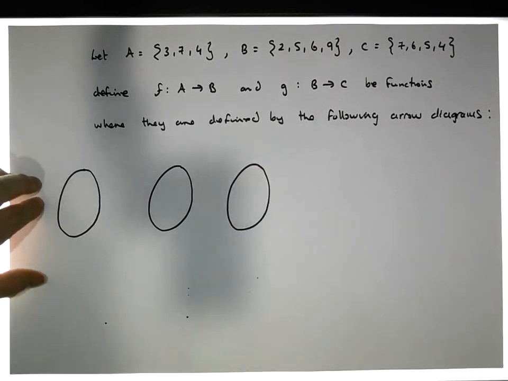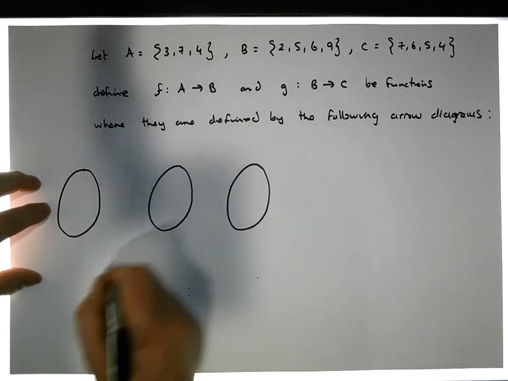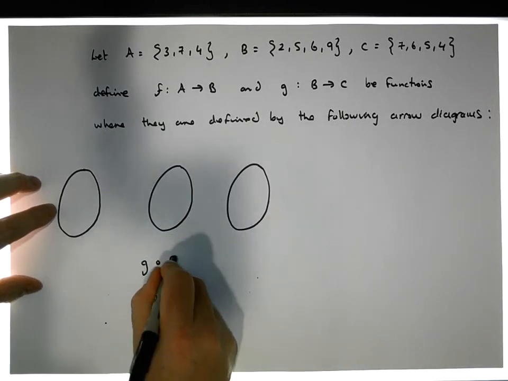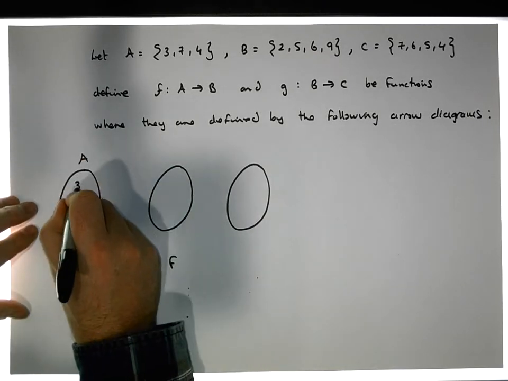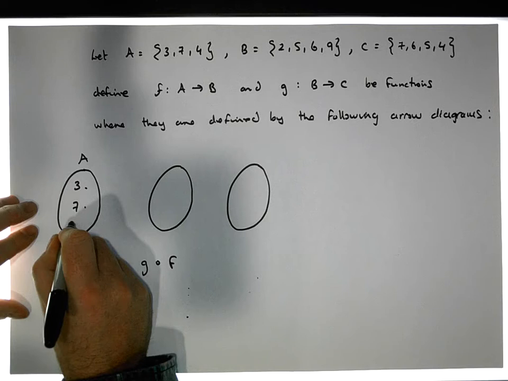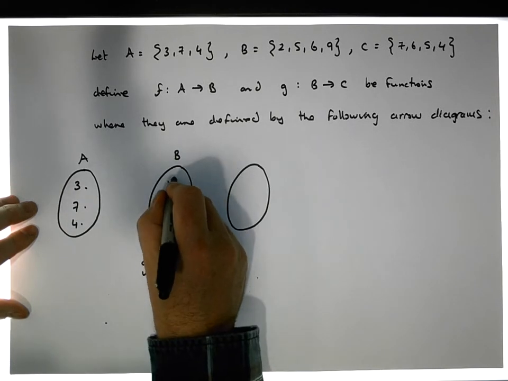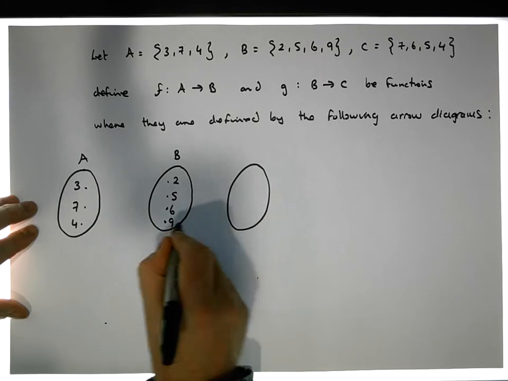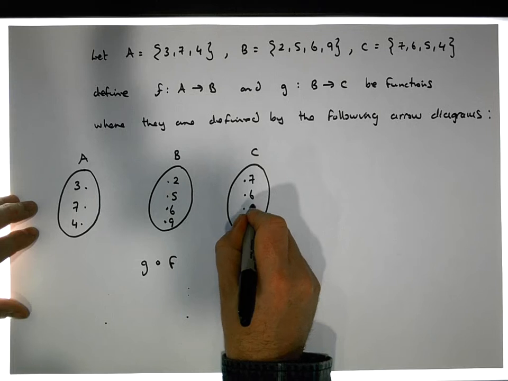What I'd like to define is the function g after f. This is the set A, so it contains the values 3, 7, and 4. This is the set B that contains the values 2, 5, 6, and 9. And this is the set C that contains the values 7, 6, 5, and 4.